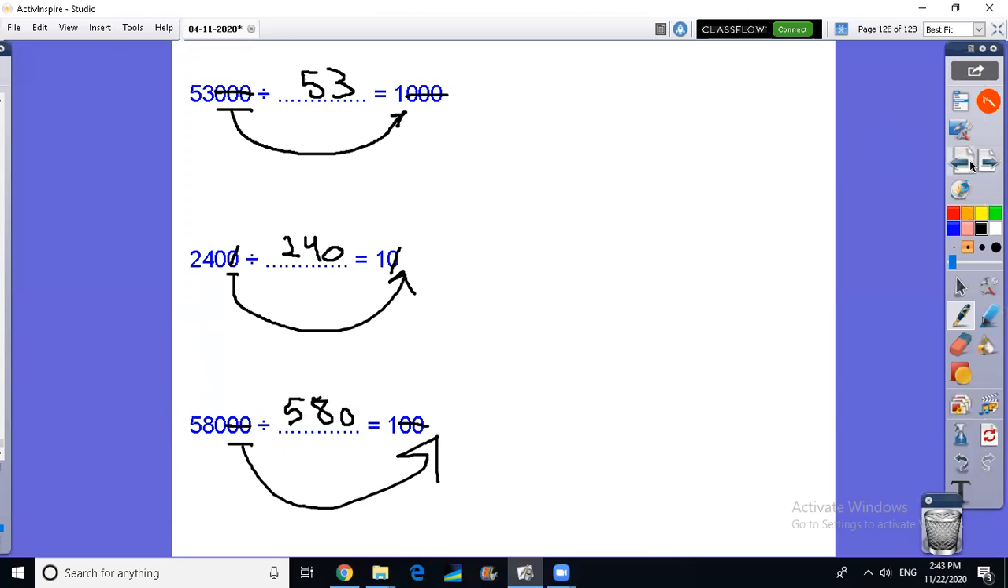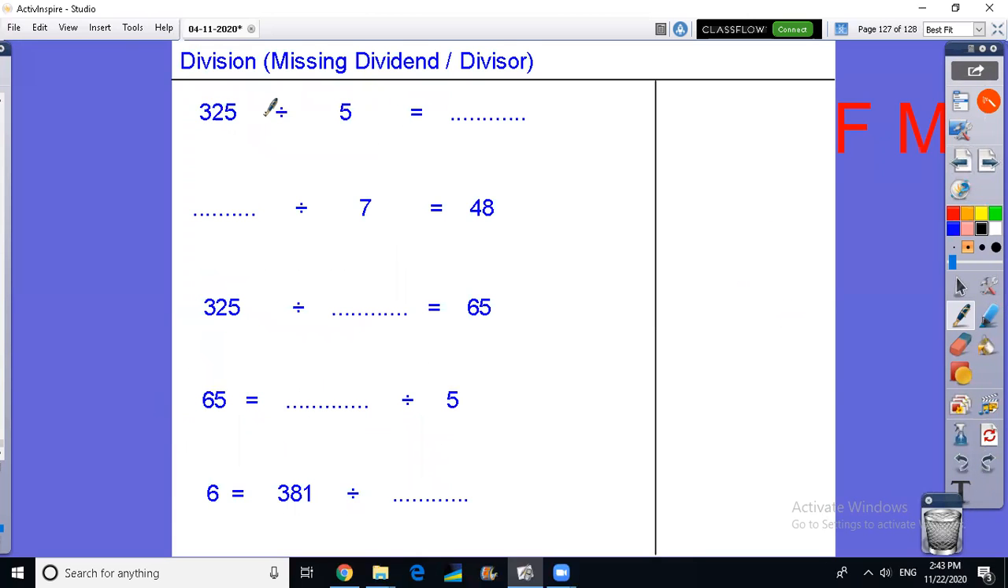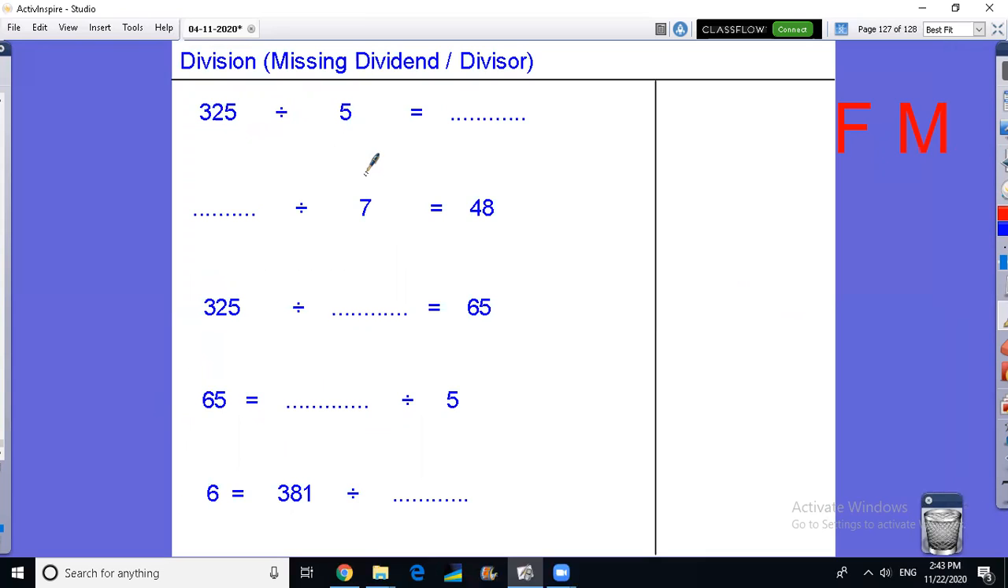And this is the first part of the video. The second part of the video is what we did today in class, how to find the missing dividend or the missing divisor. Of course, if you have a question like this one over here, it's just normal. It's a straightforward question. Just divide 325 by 5, it will give you the answer. We all know how to do long division. And if you're still struggling, there is a video that is posted on the LMS last week to teach you how to do long division with decimals and whole numbers.